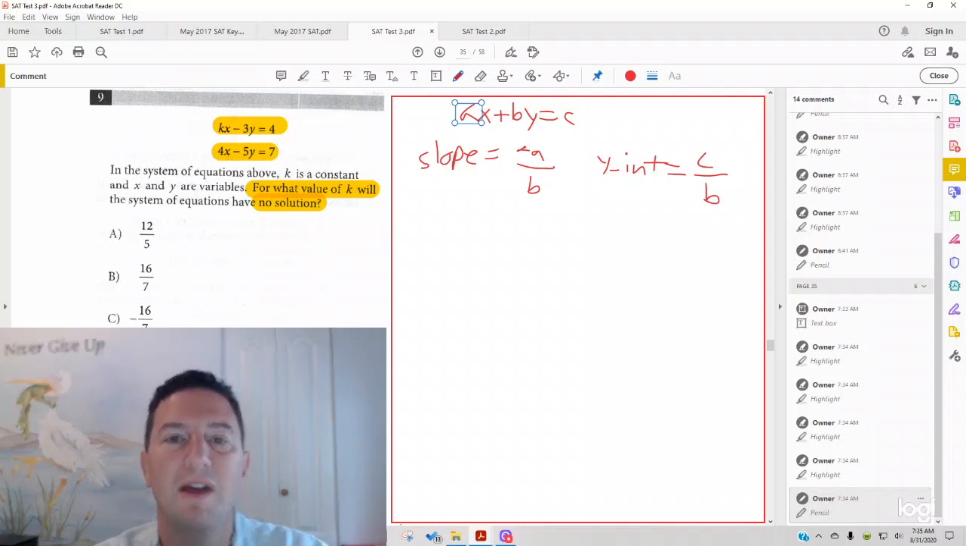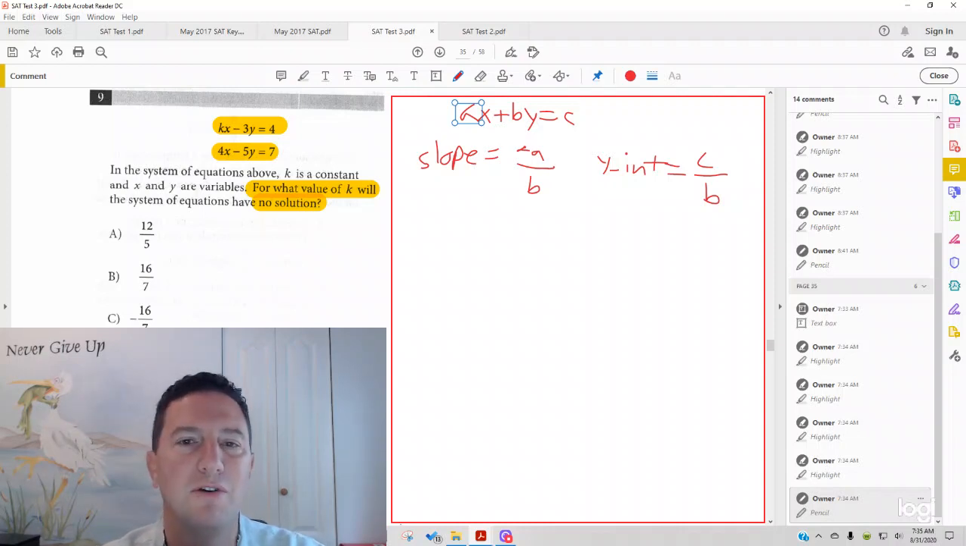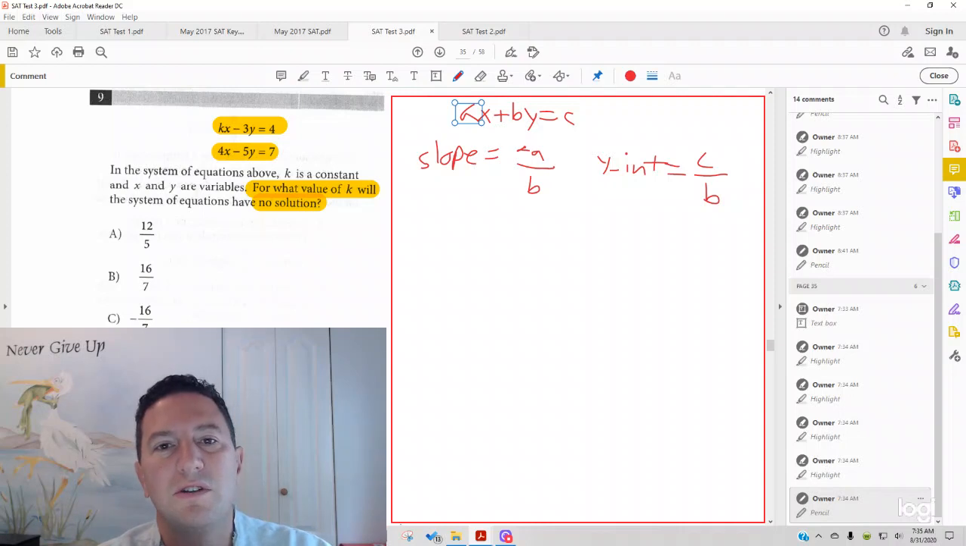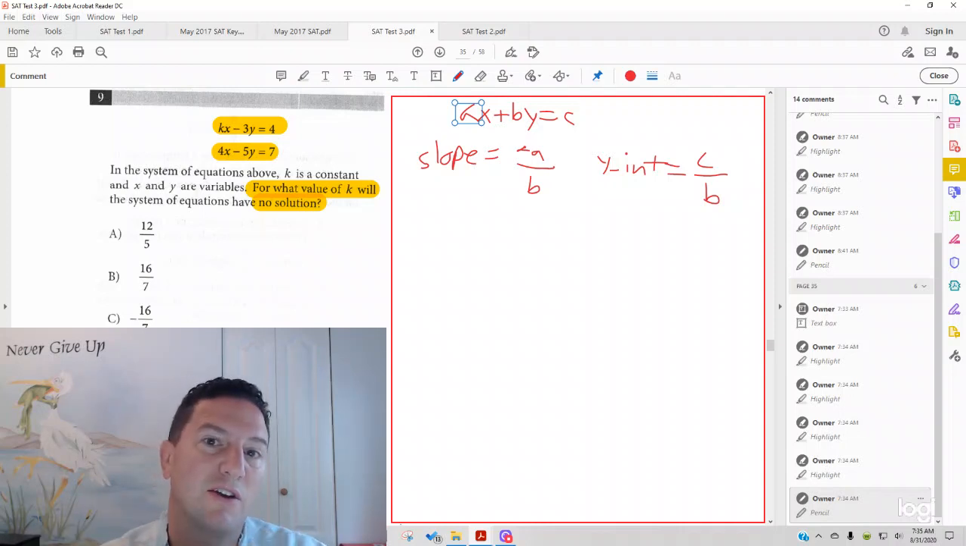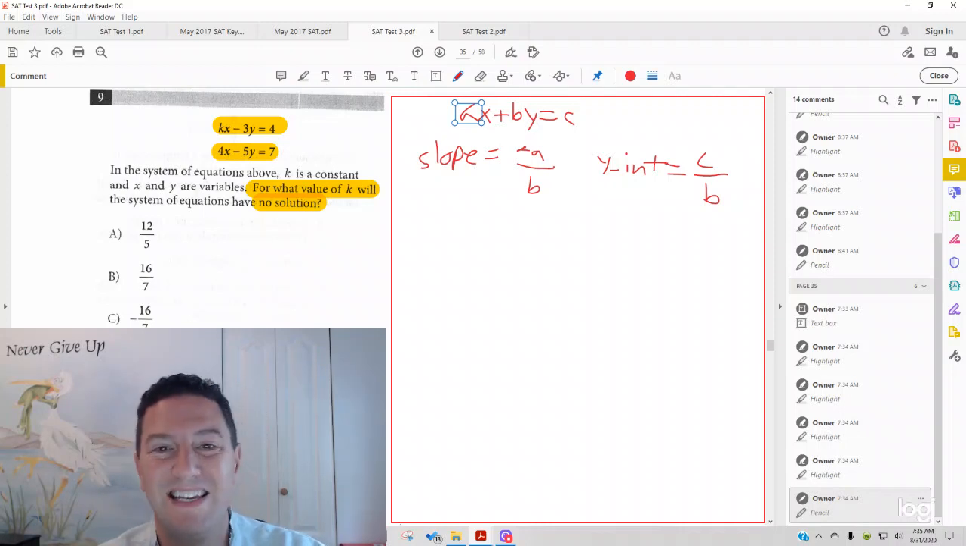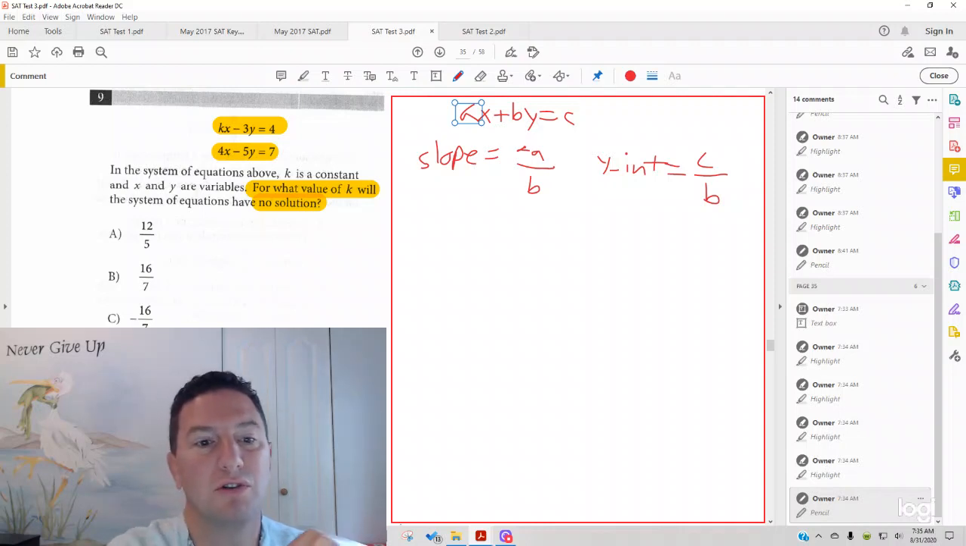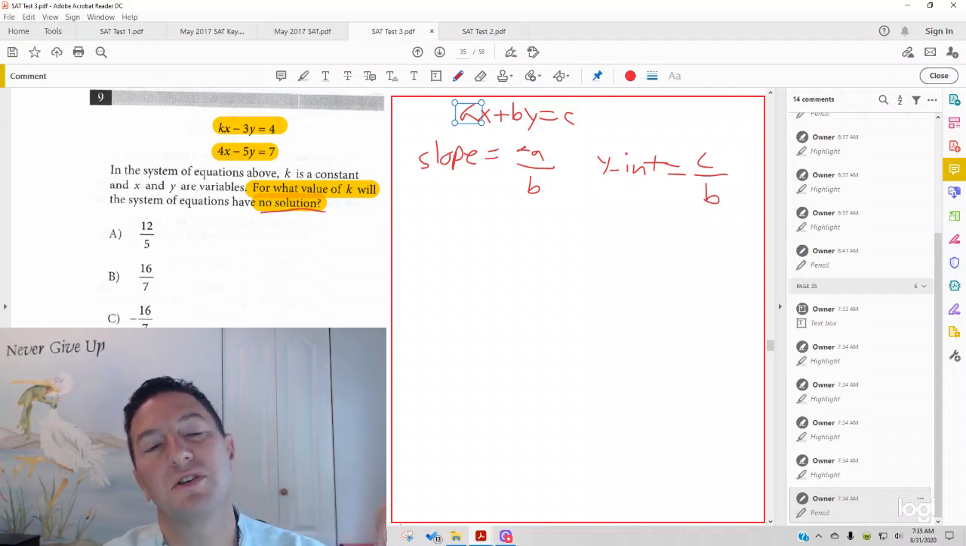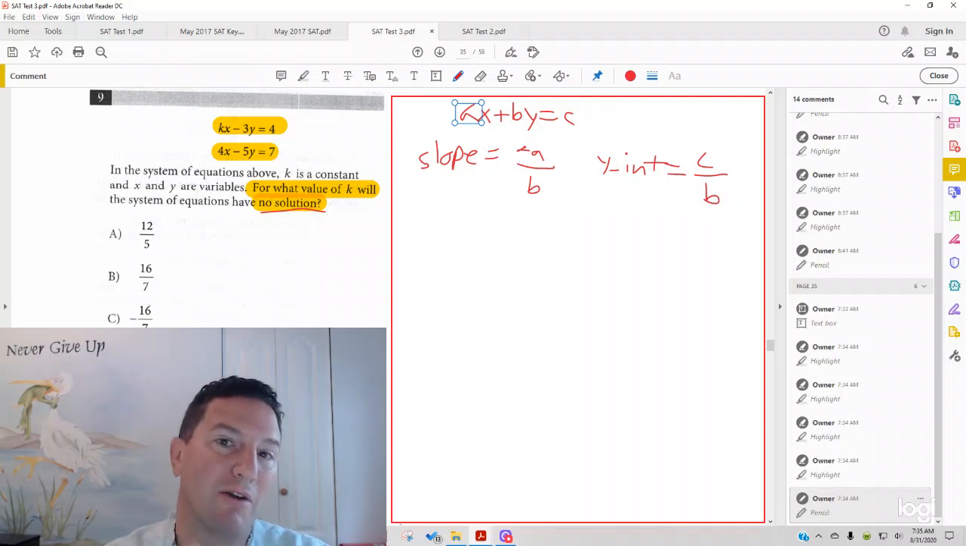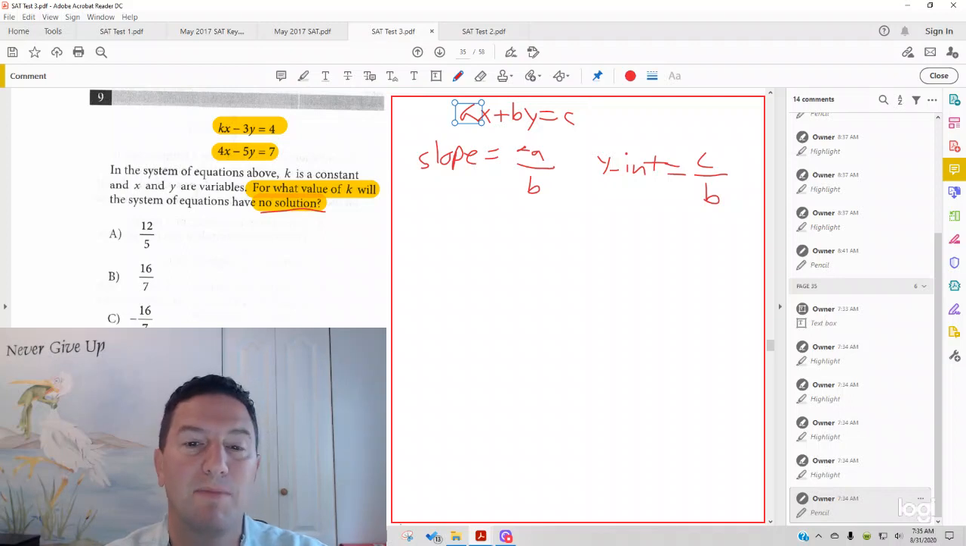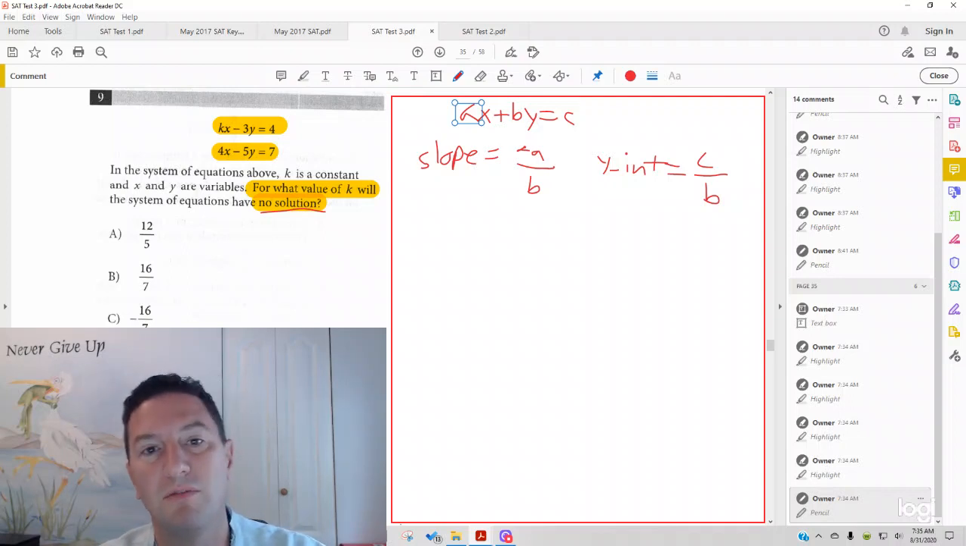Now before we do that, here's a progression of ideas so you know exactly why you should do what we are about to do. When you solve a system of equations, if you look on a graph, what does it look like? It's the intersection point. So if there's no solution, then there's no intersection. If there's no intersection, those lines are parallel. If the lines are parallel, then they have the same slope.